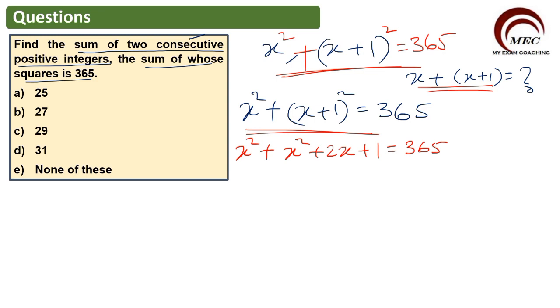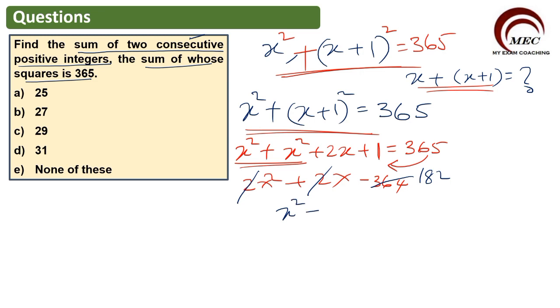So when I solve it, x square and x square, that is 2x square plus 2x, and when I take this 365 to this side, it will become minus 365, and here already we have 1, so minus 365 plus 1 will become minus 364. I can cancel the entire equation with 2, and it will become 182. So what is my final equation? My final equation is x square plus x minus 182 equal to 0.